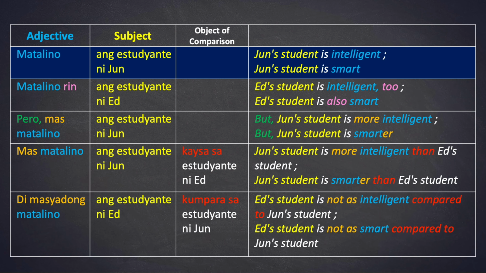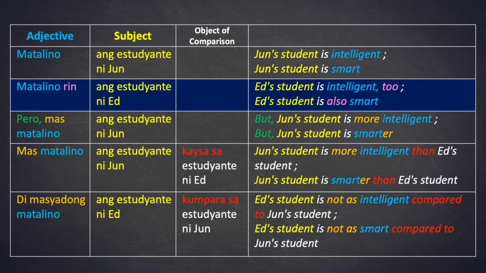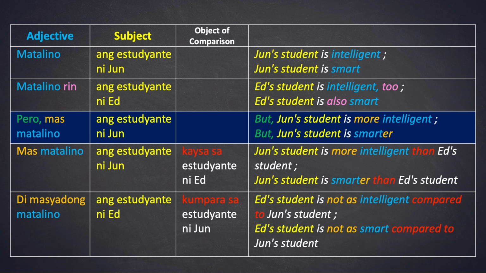Matalino ang estudyante ni June. June's student is intelligent, or June's student is smart. Matalino rin ang estudyante ni Ed. Ed's student is intelligent too, or you can say Ed's student is also smart. Pero mas matalino ang estudyante ni June. But June's student is more intelligent. Or you can say, but June's student is smarter.